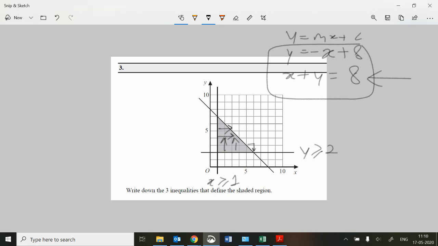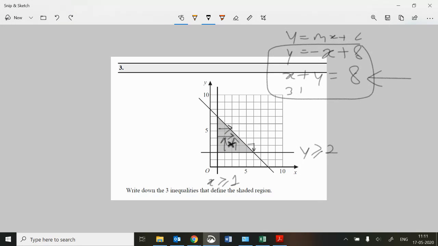Well, we need to decide, is it going to be bigger than 8 or less than 8? Well, it's sufficient to take a coordinate point in here and do x plus y. So we've got 3 plus 3 there. That's the coordinate point 3, 3. And 3 plus 3 is in the right region here. And 3 plus 3 is less than 8. So I know that I need a less than symbol there.